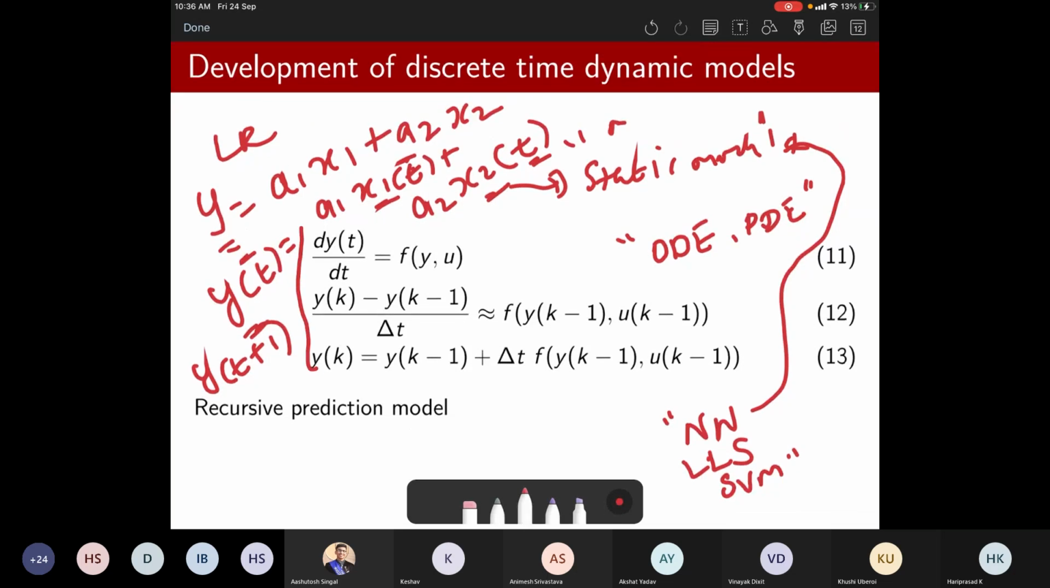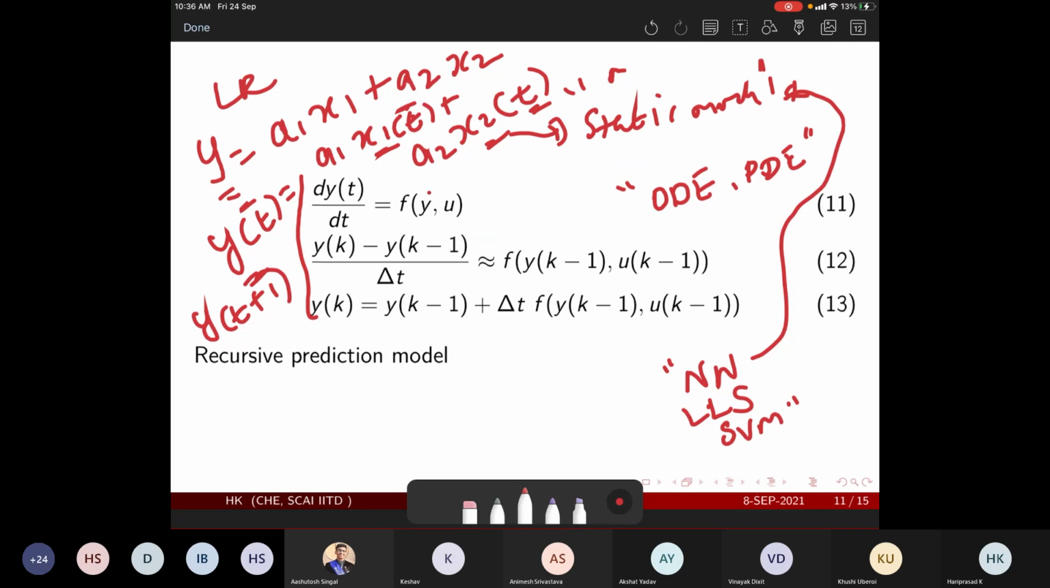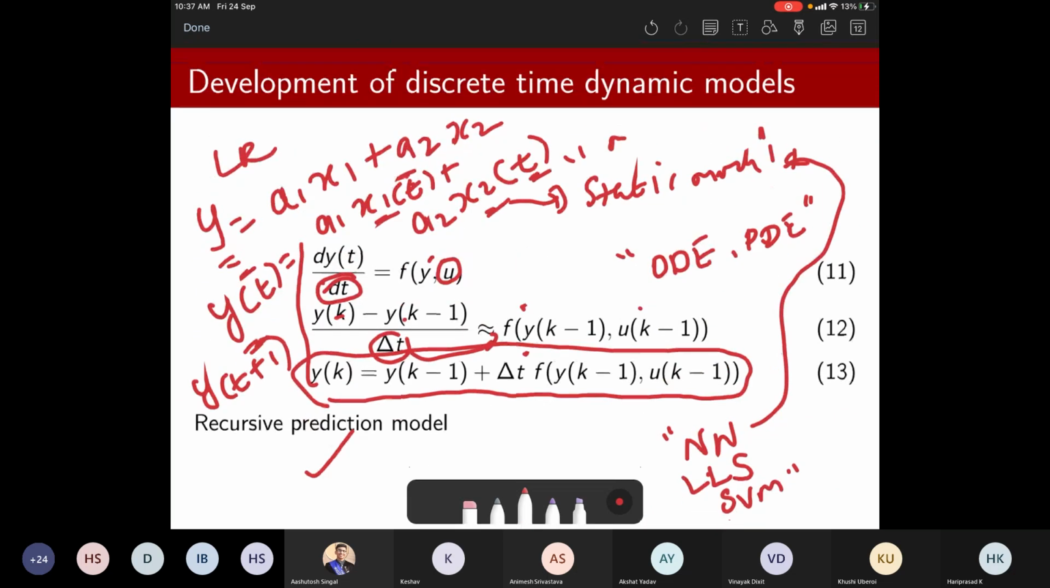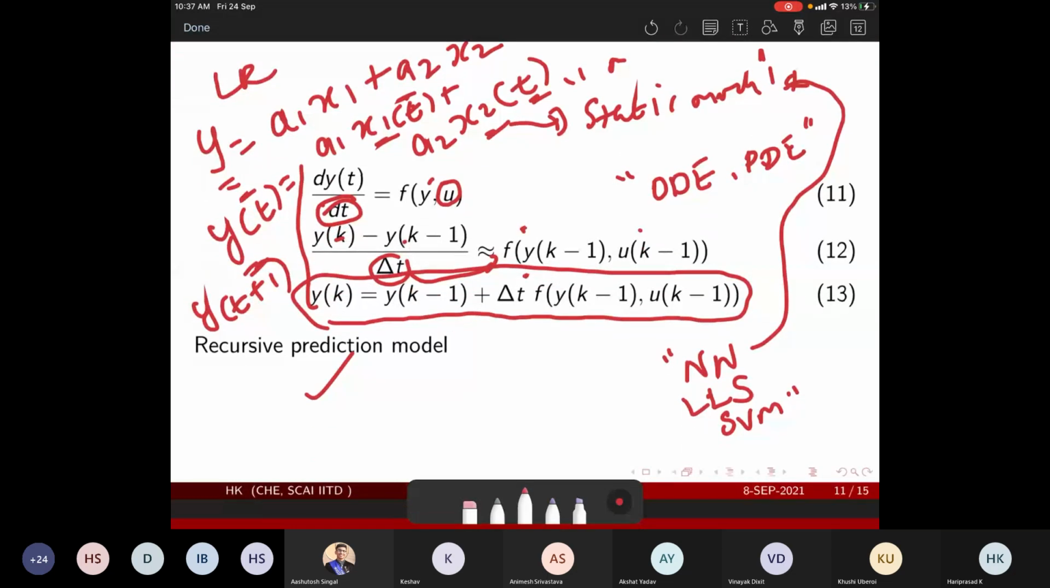One is simply a discretized ODE. dy/dt is f of y comma u. u is your input that you are going to change, and this you can discretize, which essentially means that (y_k minus y_{k-1}) by delta t, corresponding to this dt, is approximately equal to f of y and u at k minus 1. Now you take this delta t to the other side: y_k is equal to y_{k-1} plus delta t times f of y_{k-1} and u_{k-1}. So this is a recursive prediction mode. If you use the value at the k minus 1 instant, you will get the prediction at k.